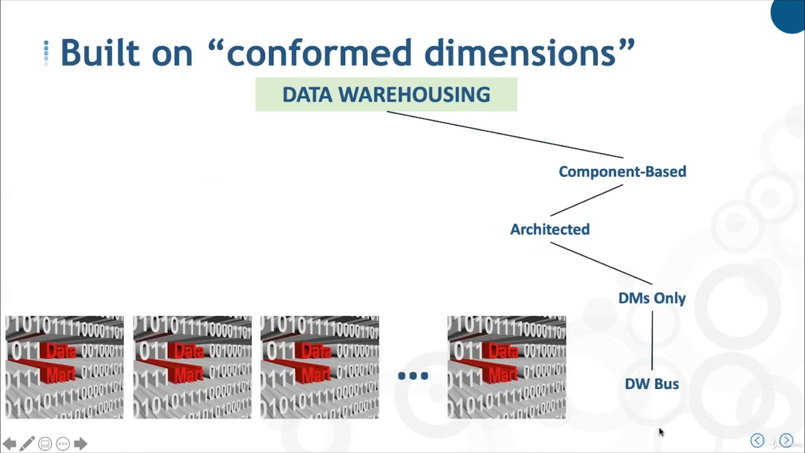Now, if we jump over to the data mart only side of a component-based architected approach, we're going to find really just one major alternative here, and that's something called the data warehouse dimensional bus that was defined by Ralph Kimball, who was one of the pioneers of data warehousing. And in fact, much of the dimensional modeling content that we'll discuss later in the course comes from Mr. Kimball, just as the original data warehousing rules and the CIF model came from Bill Inmon.